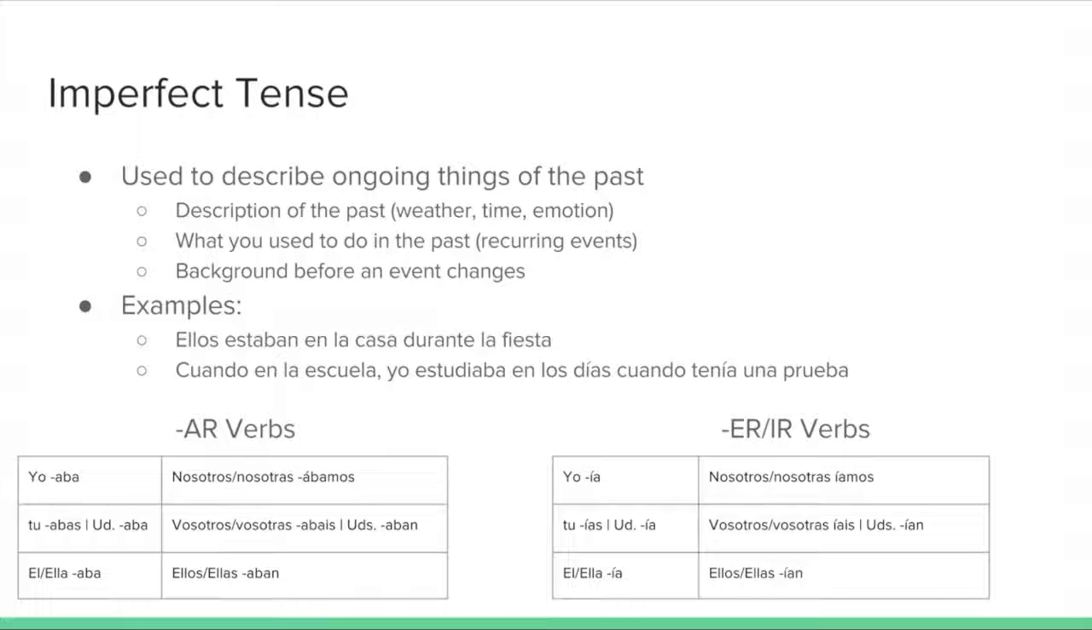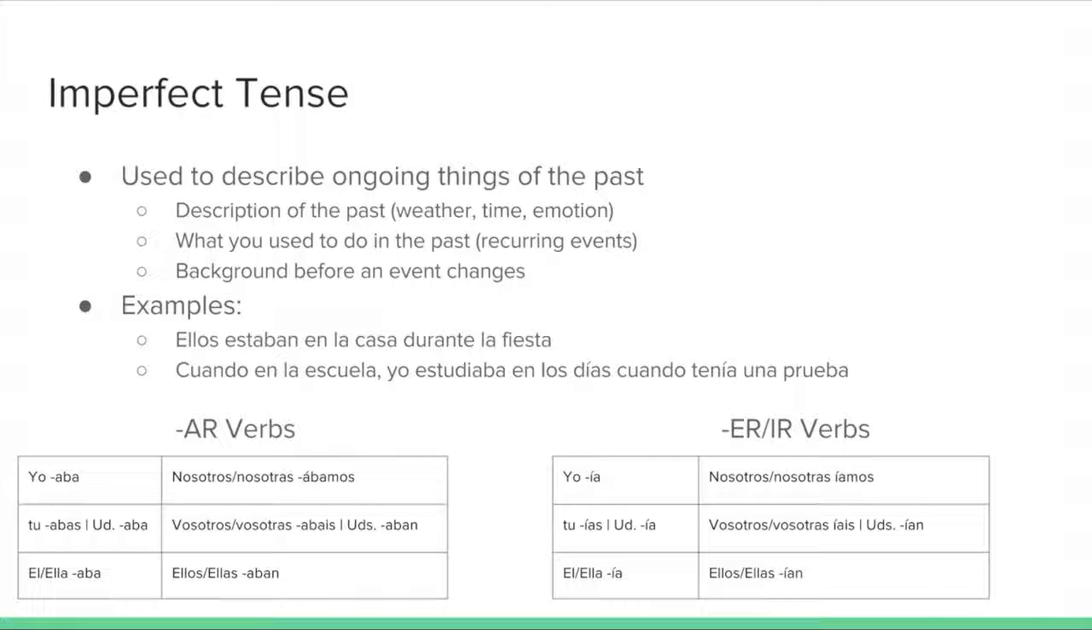So the imperfect tense is used to describe ongoing things in the past. This includes descriptions of weather, time, emotion, what you did in the past, such as recurring events, and what we'll later learn for complex sentences, background before an event changes. The examples of this are "Ellos estaban en la casa durante la fiesta," and "Cuando en la escuela yo estudiaba en los días cuando tenía una prueba."